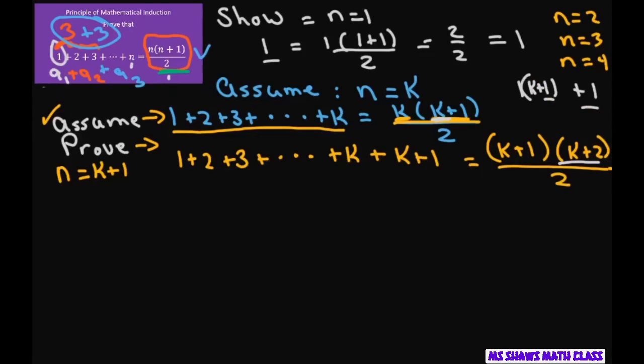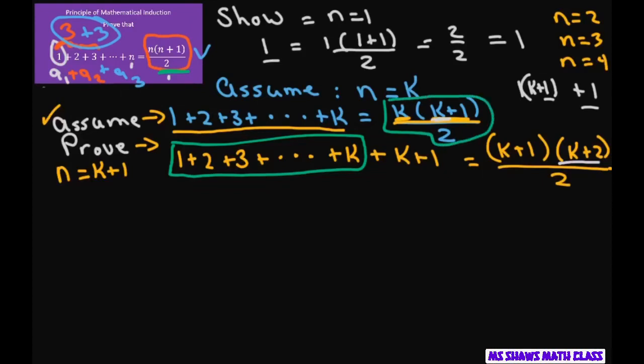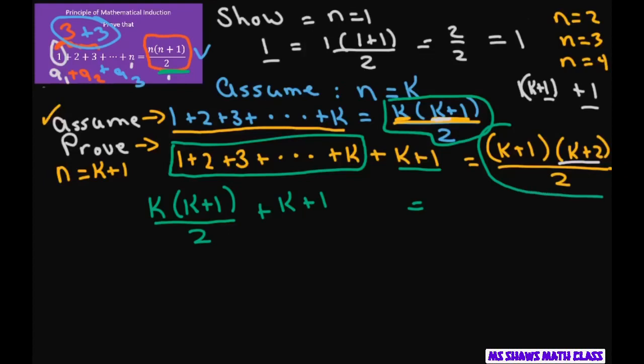Now we have to prove that the right-hand side looks like the left-hand side. And what's nice is we already know what this part equals. This part equals this. So let's write that out. That's k times k plus 1 divided by 2. And our next term we have to add is plus k plus 1. And this is supposed to equal this whole thing here. To save room, I'm not going to write that down.